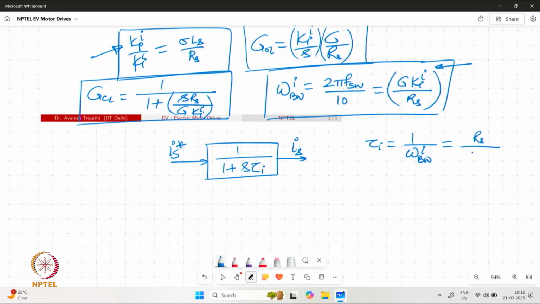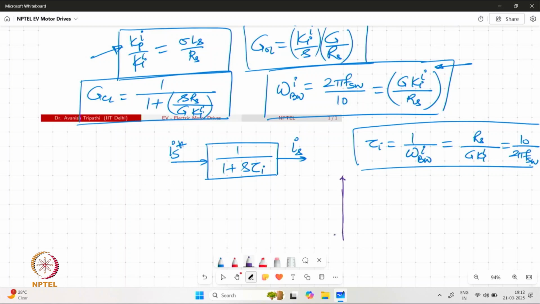So if we try to plot the response of this controller, at a given instant, if we have a step input given for the current reference, then our current is going to follow with a certain delay, which is defined by the bandwidth of the system. So this is how the response of the current control loop is going to look like, whether it is for D axis or Q axis.